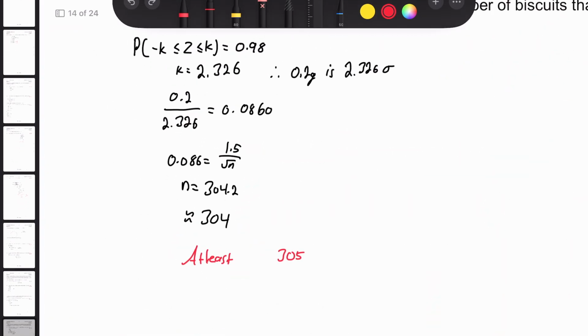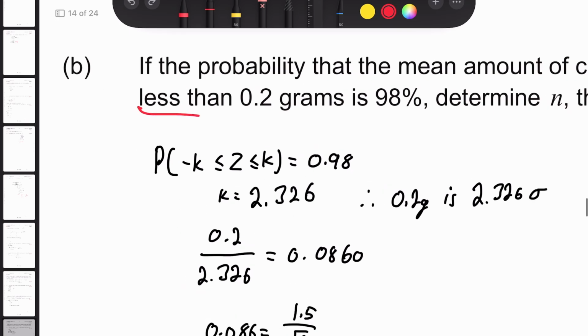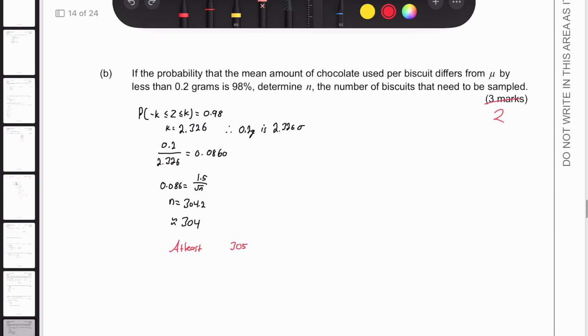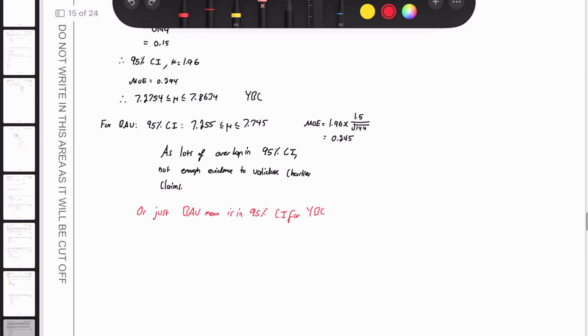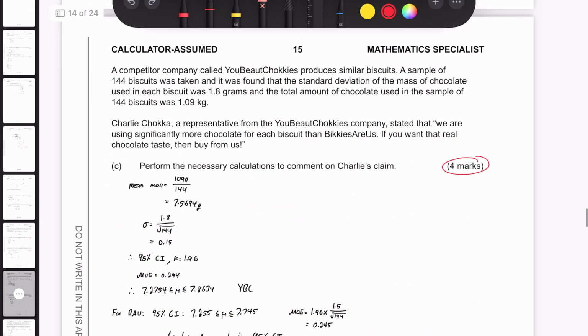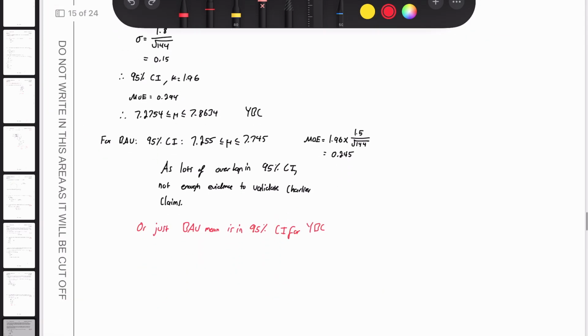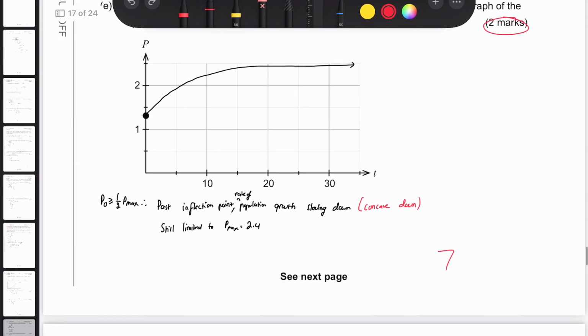Here you did need to say at least 305, which I guess is correct because it's less than 0.2 grams. If it's lower, then the standard deviation would go higher and stuff like that, and it wouldn't be less than 0.2 is 90%, so I guess that's why. And then this one you could have just said that the point estimate for the mean is within the YBC one, this confidence interval, or it was like 7.5. I did the confidence intervals comparing that, but I think that's fine as well. This was all done well.